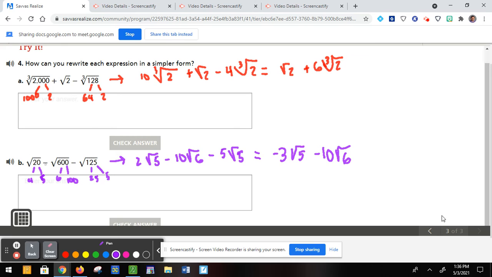Over here in part B, now you're simplifying square roots. 20 can break into 4 and 5. Square root of 4 is 2, so that's where we get that 2 root 5 here. 600 can break into 6 and 100. 100 is the square number. Square root of 100 is 10, so you get 10 root 6. And then 125 can break into 25 and 5. Square root of 25 is 5, and the 5 that's left behind is the 5 that stays underneath. Now you got 2 root 5 minus 5 root 5, and you get negative 3 root 5. The negative 10 root 6 cannot be combined because they have a different radicand. So negative 3 root 5 minus 10 root 6 is the reduced radical form.